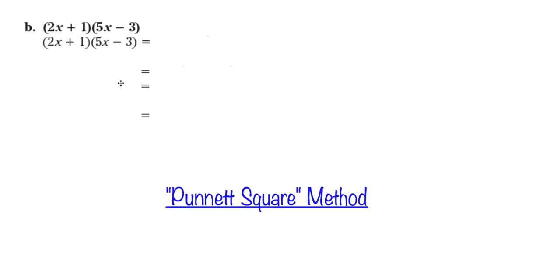Let's continue. Let's say you have 2x plus 1 times 5x minus 3. How do we do this using the distributive property? Again, we copy the problem down: 2x plus 1 times 5x minus 3. Now you have 5x times 2x plus 1, and negative 3. Remember, the operation before the number is the sign of the number. So that's a negative 3 being multiplied to 2x plus 1 using the distributive property.